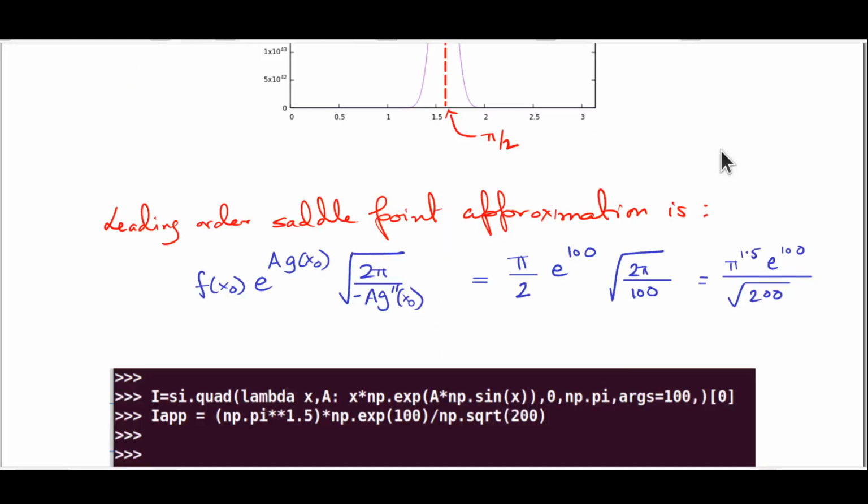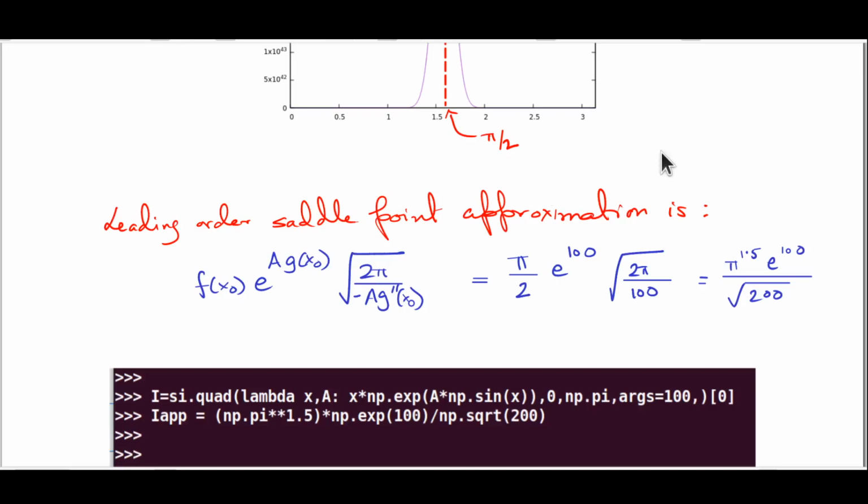We will now explore how good this approximation is by making use of the quad function from the scipy.integrate module. If you want to use any other computational method, you're welcome to do so. This just gives me a quick, fast way of evaluating the integral numerically and also checking out whether the approximation that we have developed, that is square root of pi to the power 3 times e to the power 100 by square root of 200, is actually any good or not.